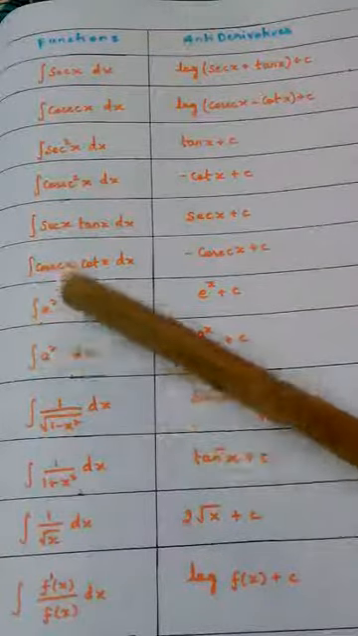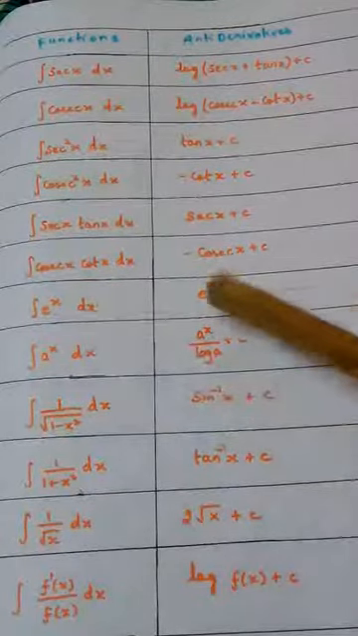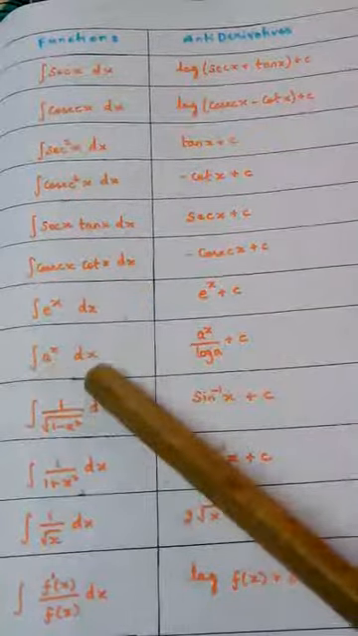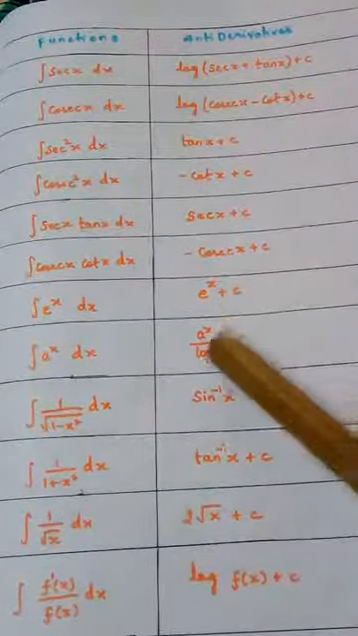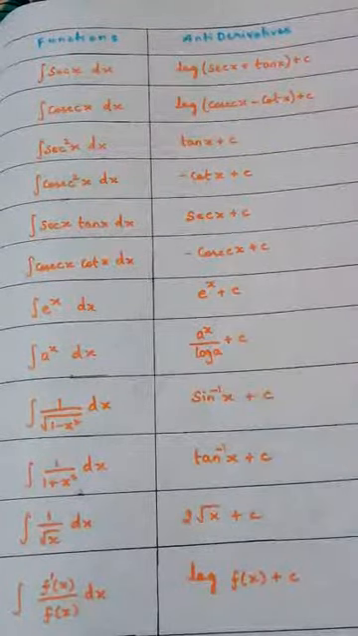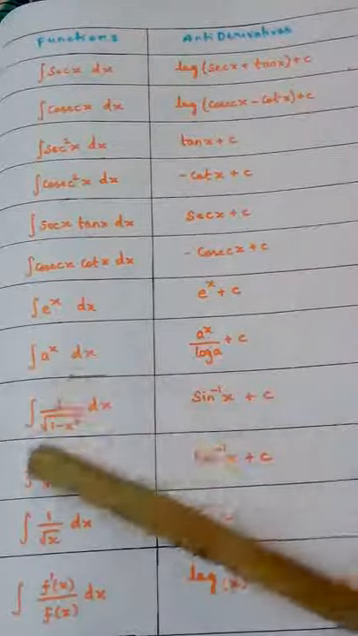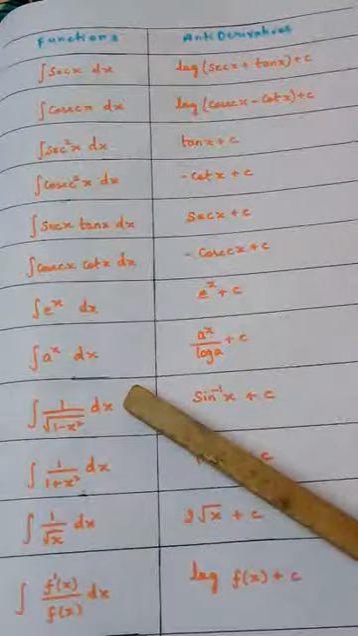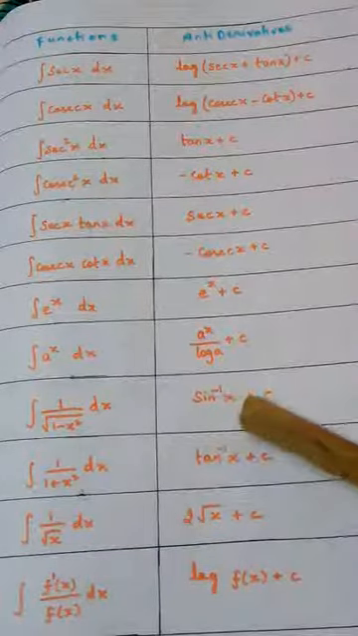Integral e power x dx is e power x plus c. Integral a power x dx is a power x by log a plus c. Integral 1 by root of 1 minus x square dx is sin inverse x plus c.